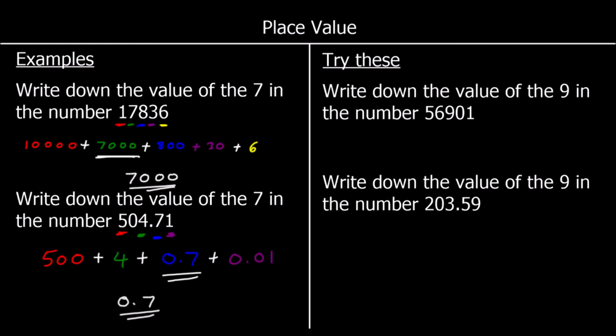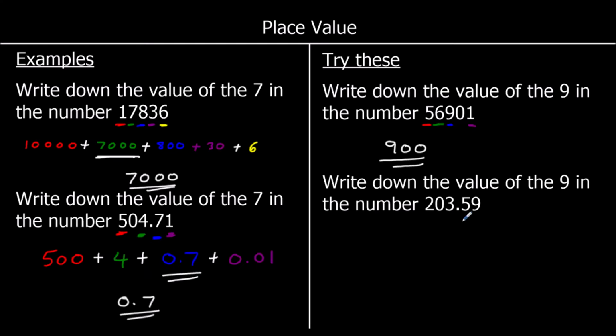Okay, so what we've got, 56,901. So we've got 50,000 plus 6,000 plus 900 plus 1. So 50,000, 6,000, 900 and 1. So what is the 9 worth? The 9 is in the hundreds column, so it's worth 900 or 900s.